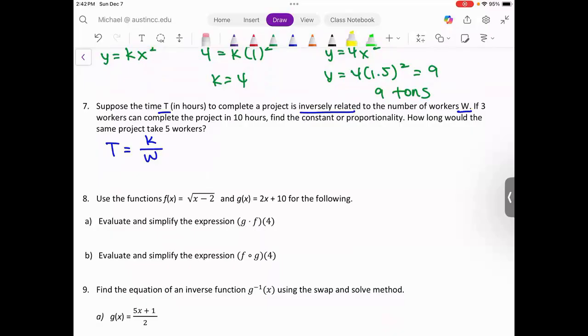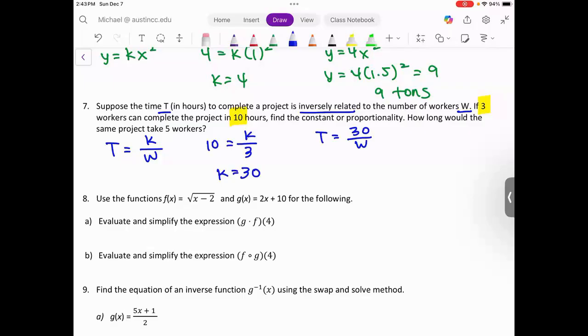Okay, so we're told that 3 workers can complete the project in 10 hours. So we can find k with that. So if it took 10 hours for 3 workers, that means our k is 30. So now we have our formula, t equals 30 over W.